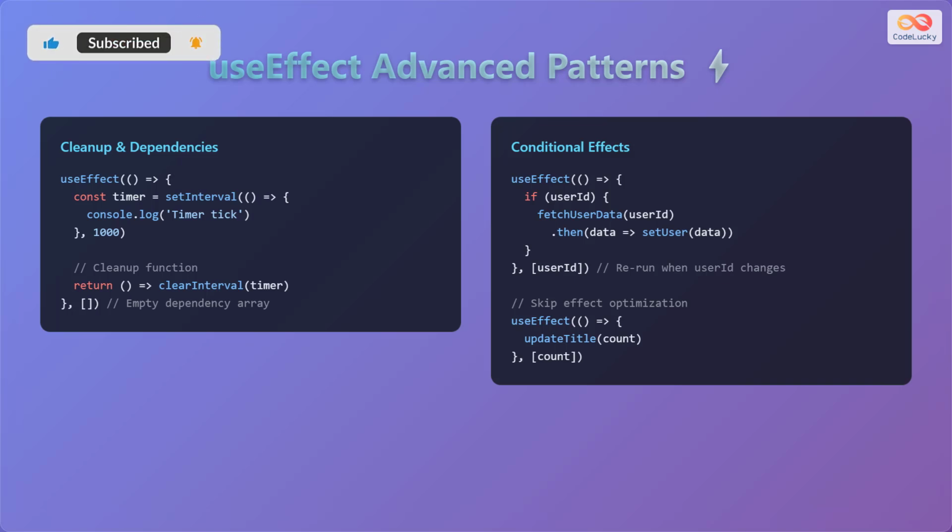Next, conditional effects. The useEffect hook allows you to specify dependencies. The effect will only run when these dependencies change. This is useful for optimizing performance and preventing unnecessary re-renders. For instance, you might want to fetch user data only when the user ID changes. This way, the effect is skipped if the user ID hasn't changed, preventing unnecessary API calls. You can also skip effects entirely by providing an empty array as the dependency, ensuring the effect runs only once during the component's lifecycle.